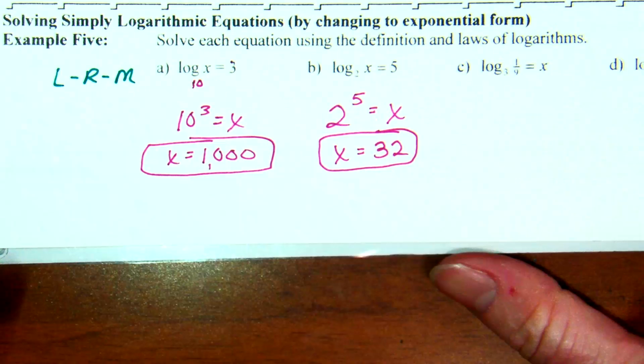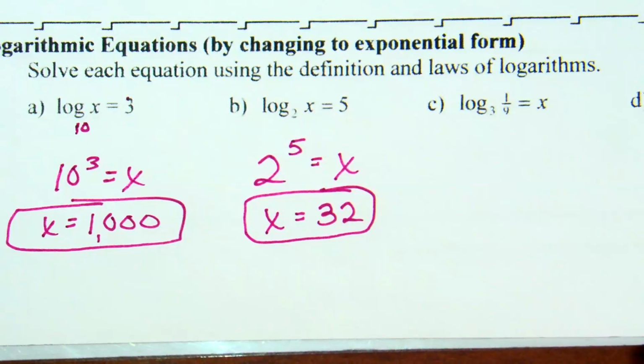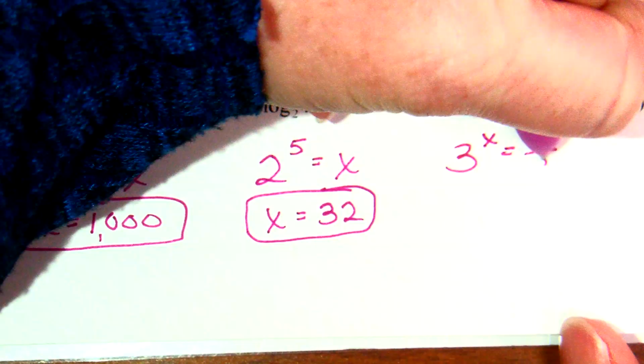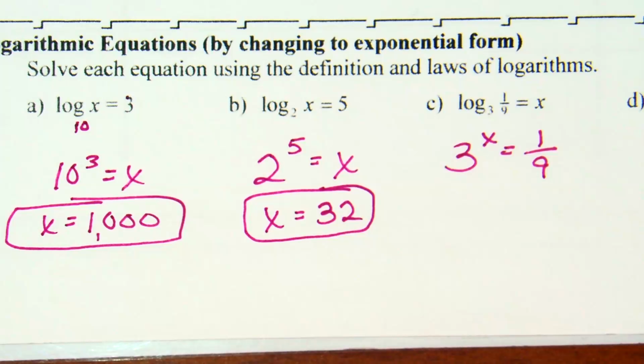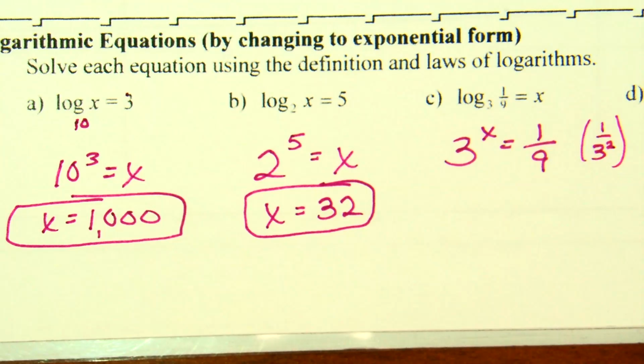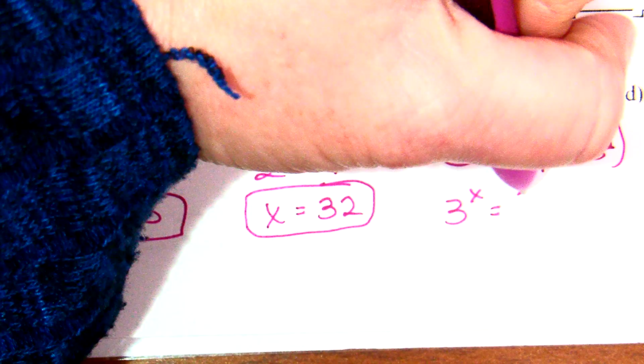Okay, what about C? The base would have to be 3. X is in a different location here. 3 to the x equals 1/9. What do you know about 9? 9 is 3 to the second. So you can think of this as 1 over 3 to the second. And since it's 3 to the second in the denominator, to get out of the denominator, I make it negative. So 3 to the x equals 3 to the negative 2. Like up above, x is negative 2.